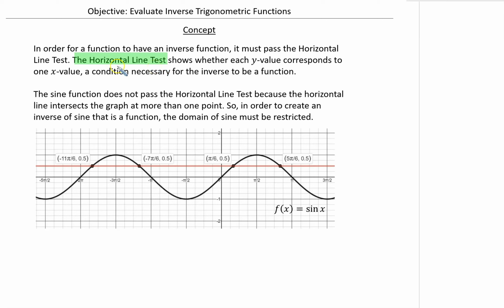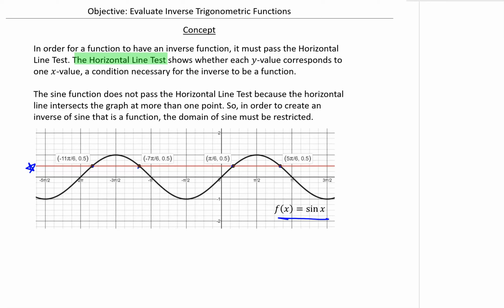If on the horizontal line test we draw a horizontal line, shown here by this red line, and it intersects the function at no more than 1 point anywhere on the function, left or right, then its inverse will be a function. And if it intersects more than once, then the inverse won't be a function. For the sine curve, it intersects more than once, and that means the inverse won't be a function.